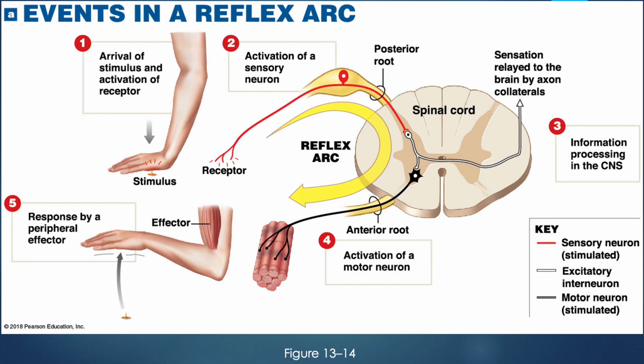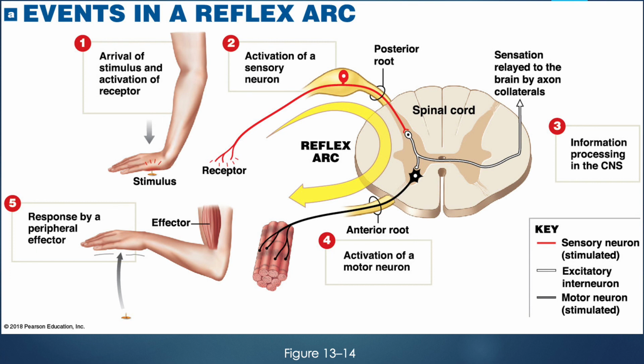Figure 13-14 in your text shows you a schematic of what happens in a reflex arc. So let's start step number 1 and walk through this together. So step number 1 is when you have the arrival of a stimulus and activation of a receptor. So you can see the image of the hand there putting their hand down on a tack. So upon doing that, of course, it's going to hurt and startle you probably. So that stimulus activates the pain receptors or nociceptors in your hand, and that will activate a sensory neuron.